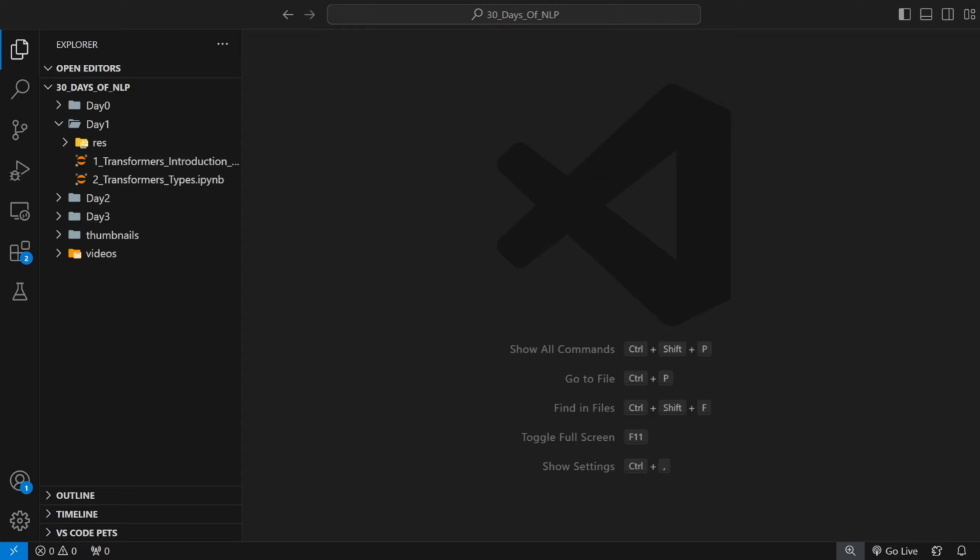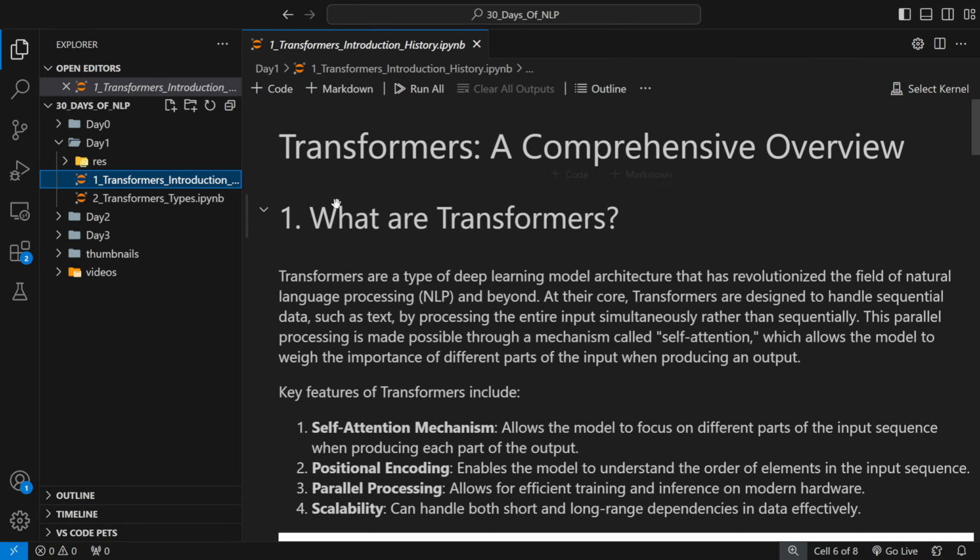Hello everyone. We are officially jumping into the first day of our course, starting with knowing about the most revolutionary architecture in the field of natural language processing, in my opinion, which is none other than the transformer architecture, which was introduced in the paper Attention is All You Need in 2017 by Google.